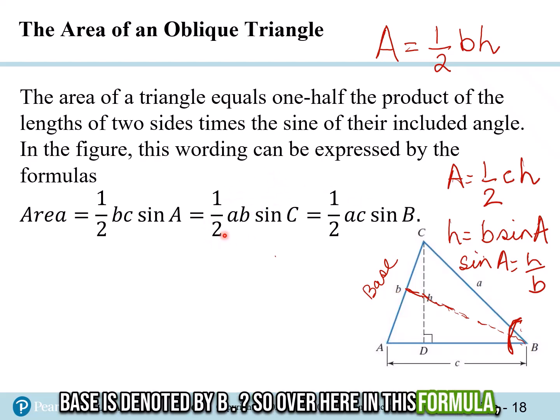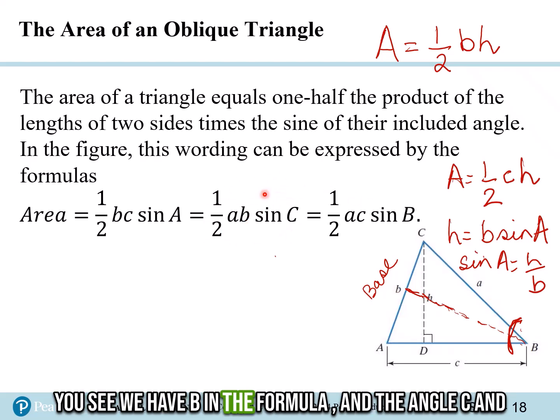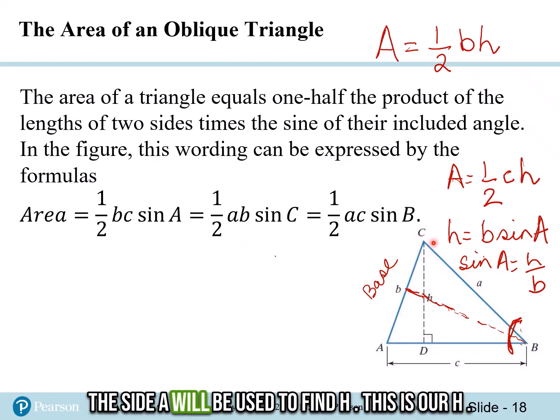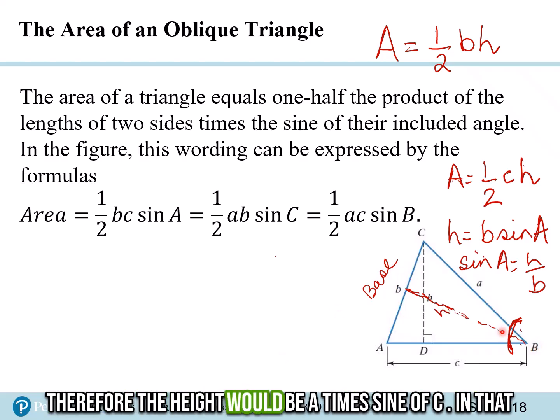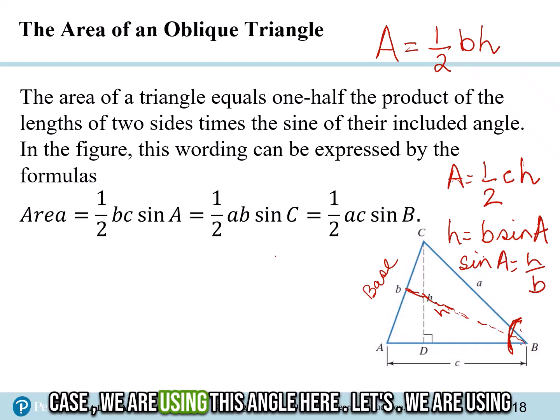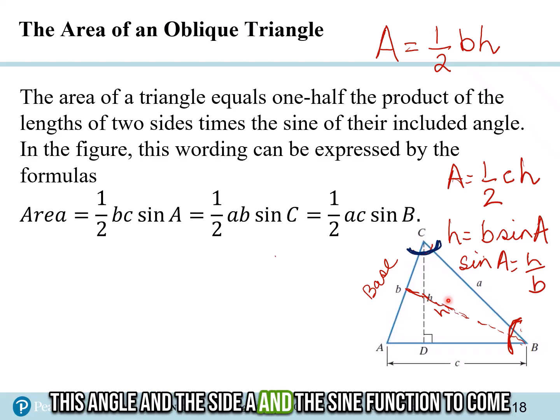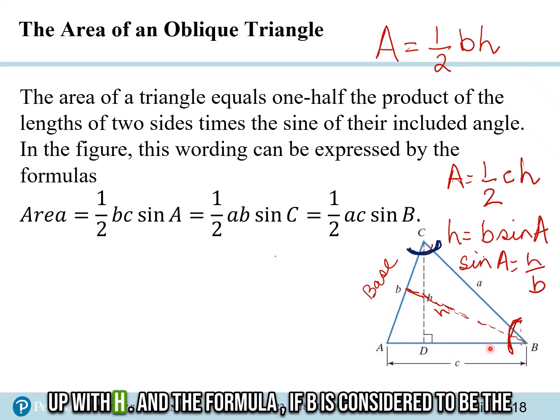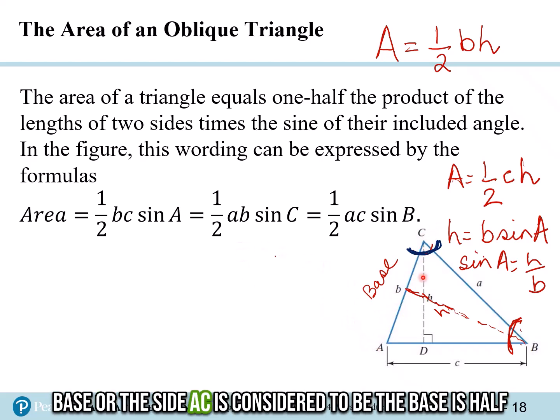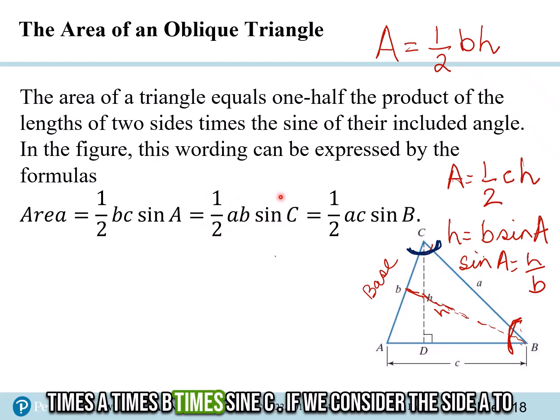The base is denoted by B. So over here in this formula, you see we have B in the formula, and the angle C and the side A will be used to find H. This is our H. Therefore, the height would be A times sine of C. In that case, we are using this angle and the side A and the sine function to come up with H. And the formula, if B is considered to be the base, or the side AC, is half times A times B times sine C.